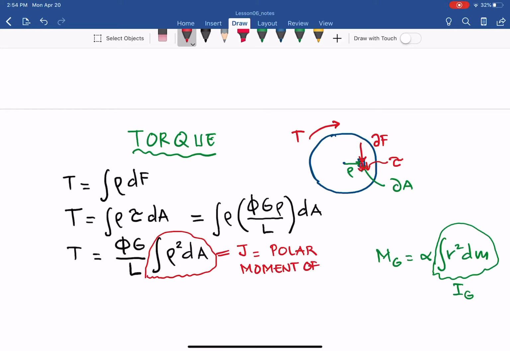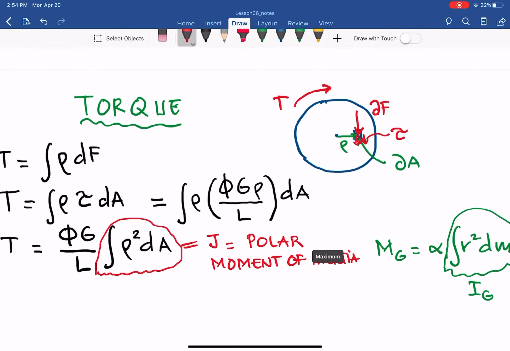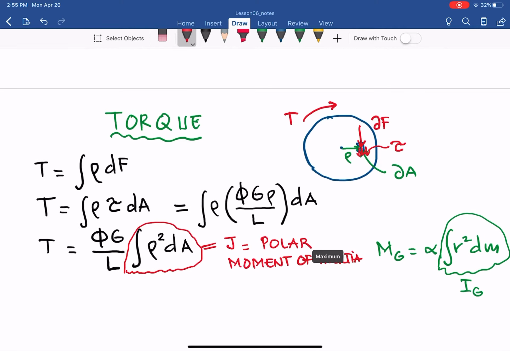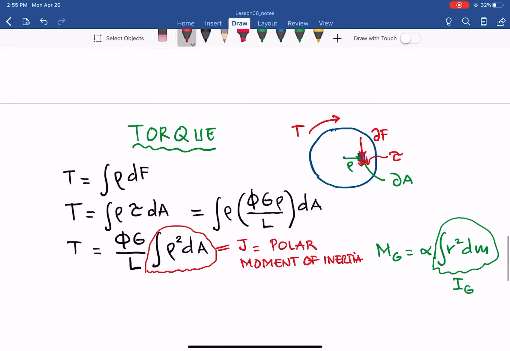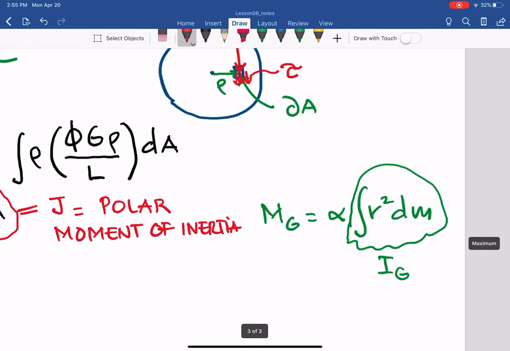As you can see, radial distance is geometry, and area dA is also geometry. So basically this is a geometry property of the cross section. And like this one, Ig, it is both geometry, we see the radius in there, r square, and dm, the mass, so a material property, a physical property of the material.